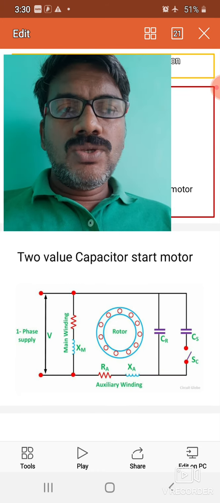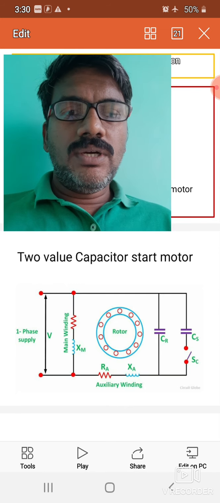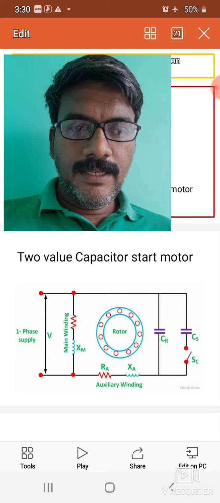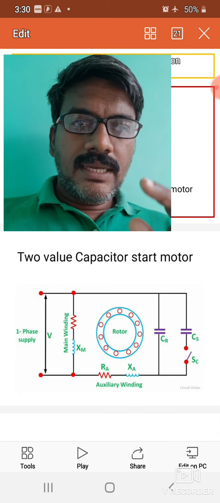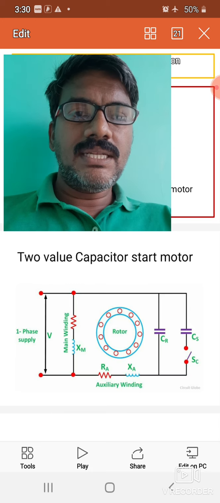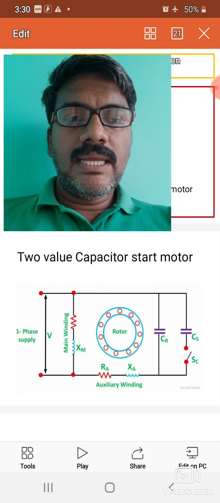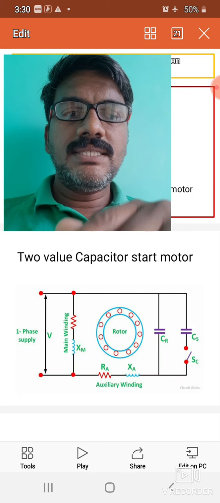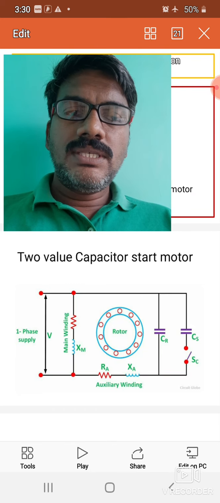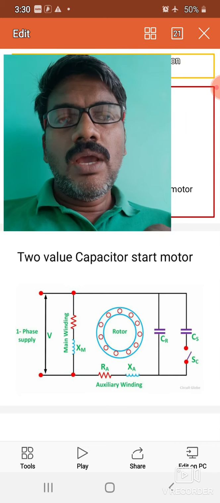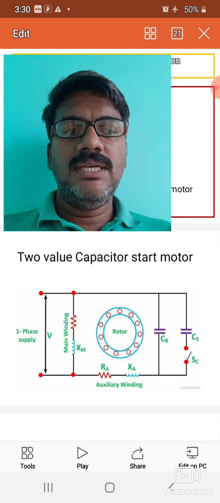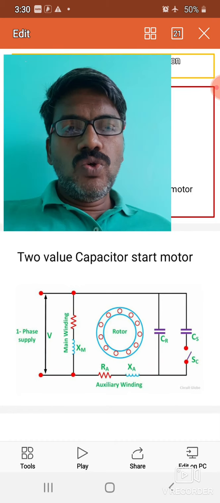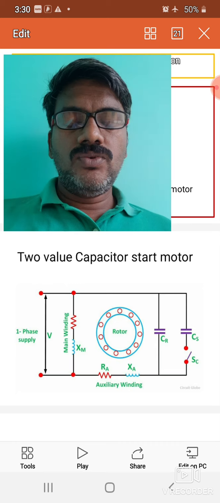CR, the running capacitor, is directly connected in series with the auxiliary winding, right? And the starting capacitor is connected to the same auxiliary winding with a switch S, clear? So this is the circuit diagram of the two value capacitor start motor.